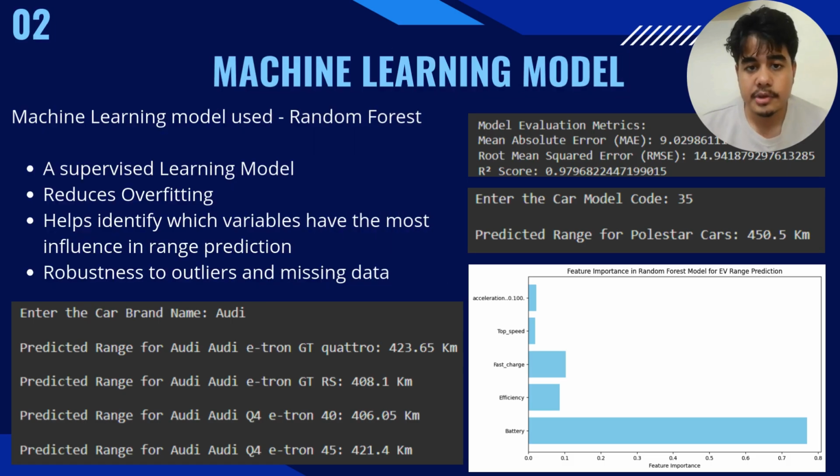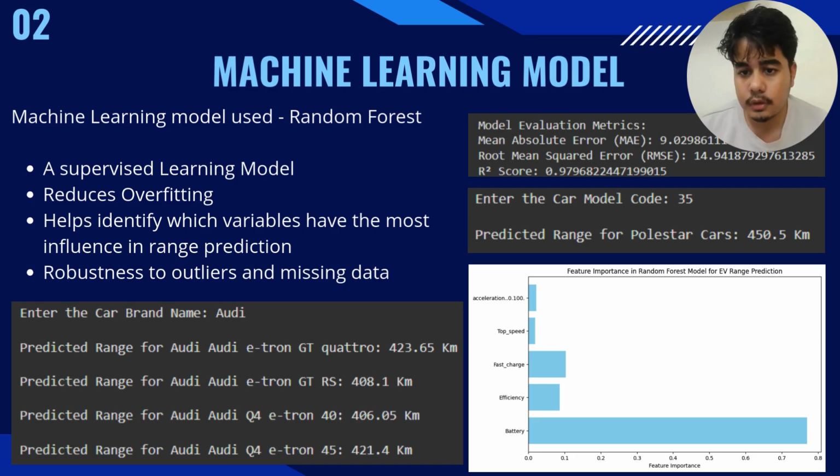Now we'll look into the machine learning model that we have chosen to do the prediction. The machine learning model that we have used is random forest. Why we have chosen it is because it is a supervised learning model. It reduces overfitting. It helps identify which variables have the most influence in the range prediction, and you could see that in the graph in the bottom right of the screen as well. And at last, it is robust to outliers and missing data.